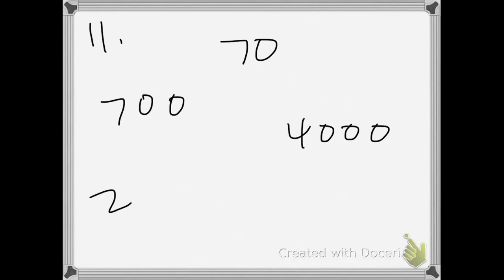So number 11 is a little bit different question. Of all the numbers that I'm showing here in the presentation, which number represents the number of known minerals found in the earth? And of course the answer is 4,000.